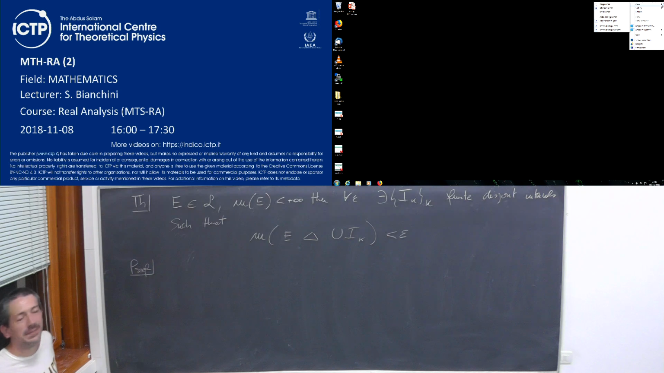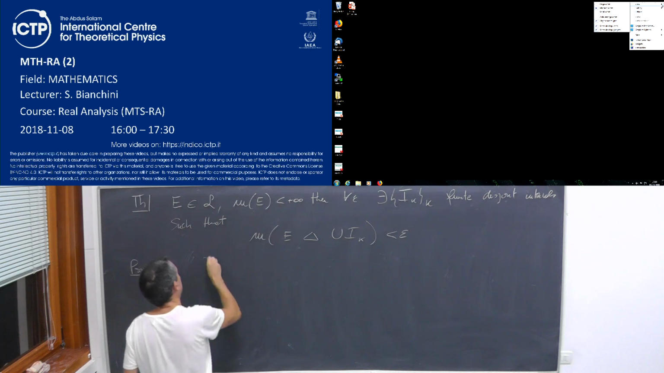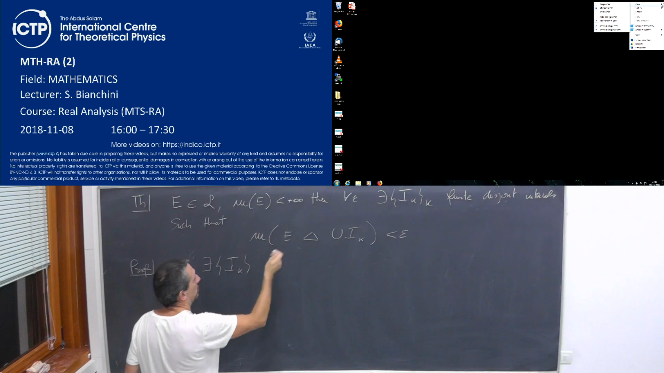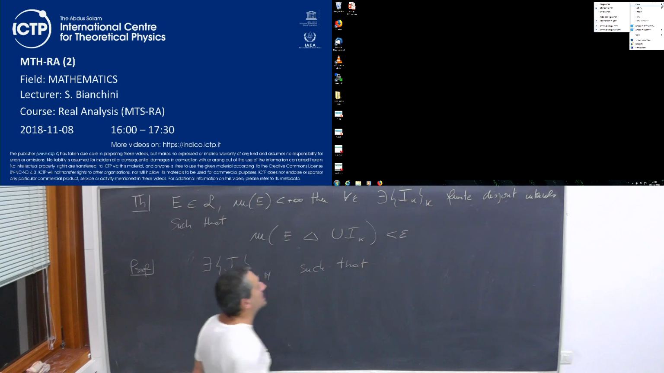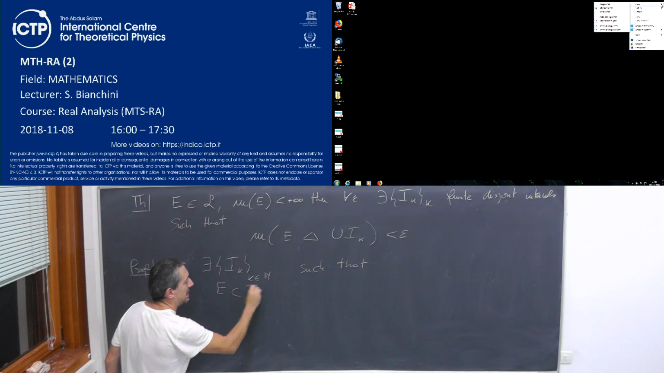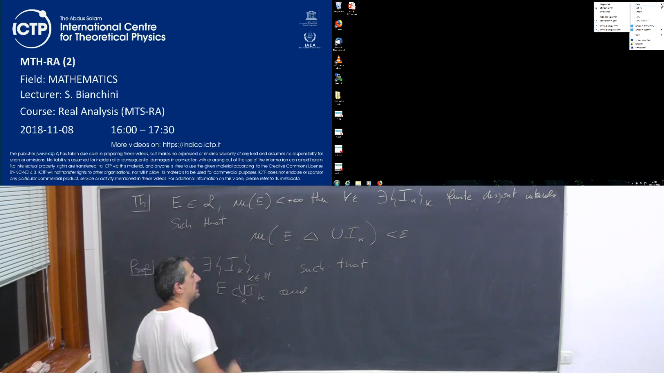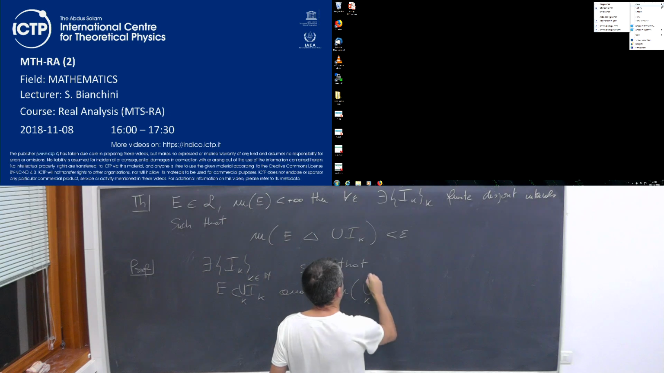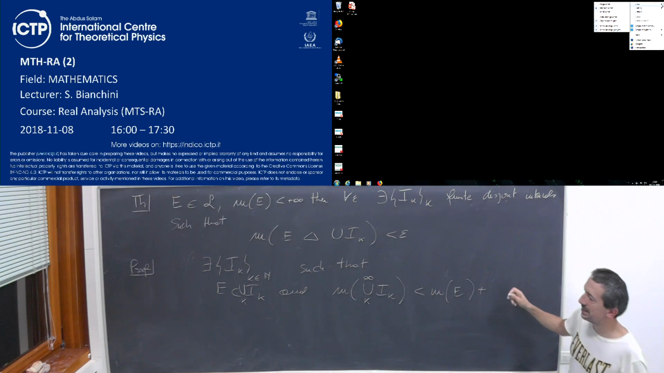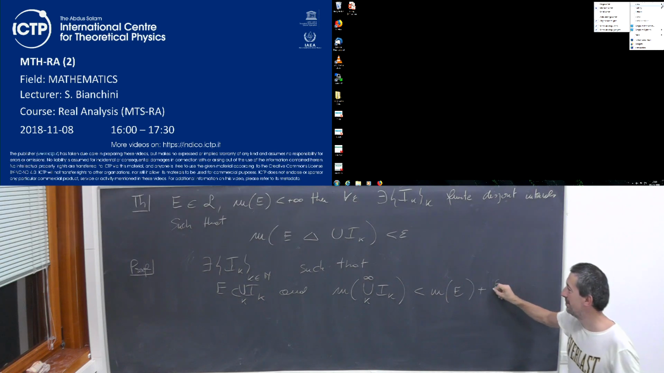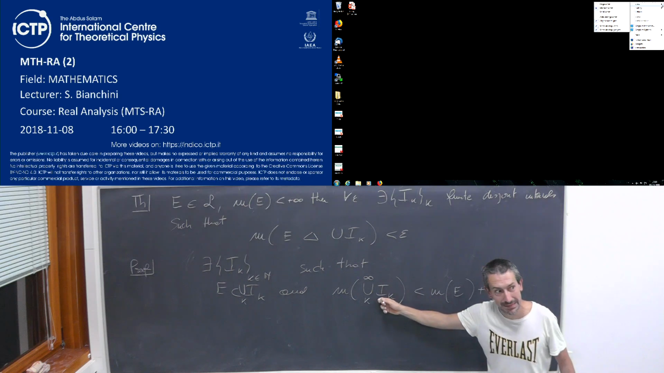Okay, so the starting point: we write what the symmetric difference is. We find an open covering of E with intervals, then we try to make it finite. The starting point is always that one. So there exists a K in N such that, with disjoint intervals, E is contained in the union of the I_K, and the measure of the union of the I_K is less than the measure of E plus epsilon. Okay, I need to spend epsilon half, no? Because the other epsilon will be spent when I cut.